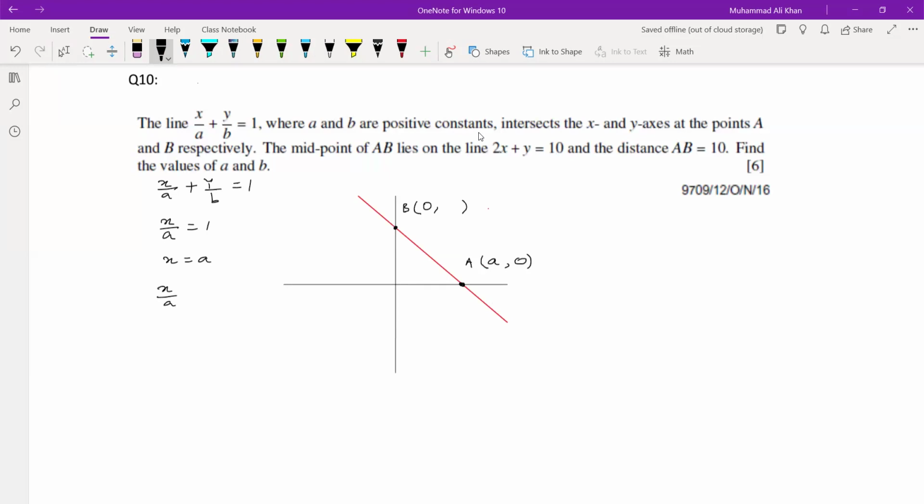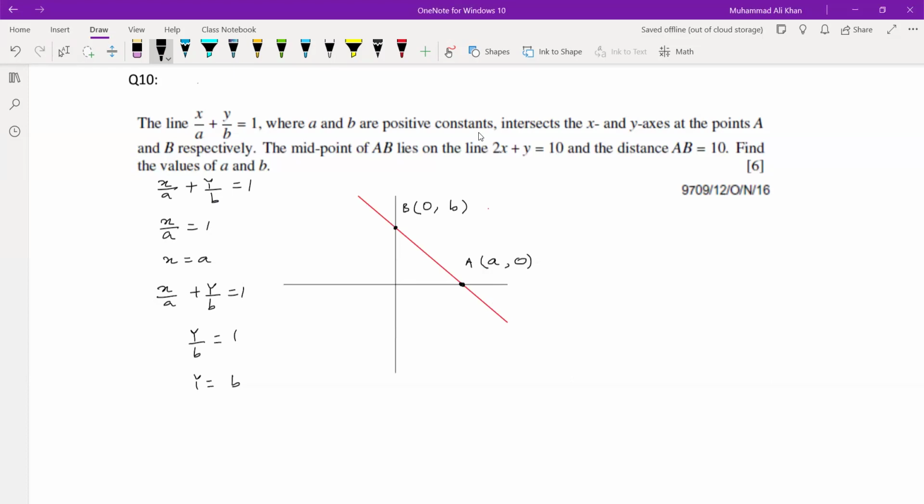Again, x over A plus y over B equals 1. When x is 0, y over B equals 1. The value of y is B. It means (0, B). These are the coordinates of A and B. Any confusion? No.